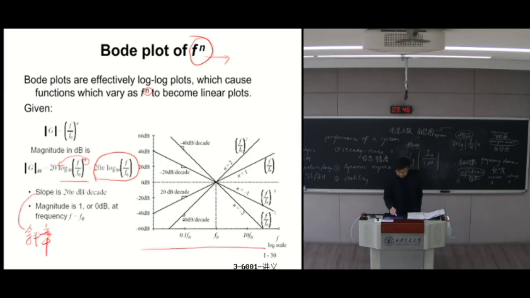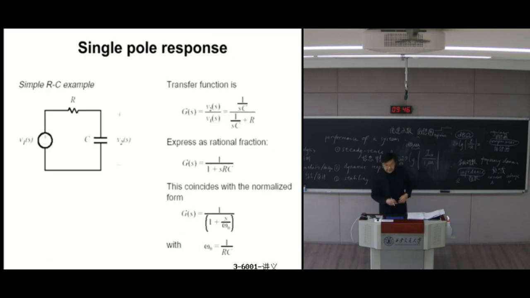And then this log of the frequency is exactly the horizontal axis scale. Log of frequency is exactly the horizontal axis. So therefore, the Bode plot is exactly a straight line. Okay, that's one important thing, an important transfer function.